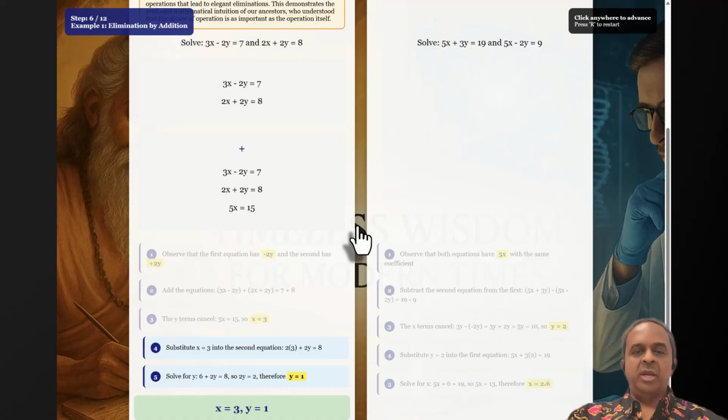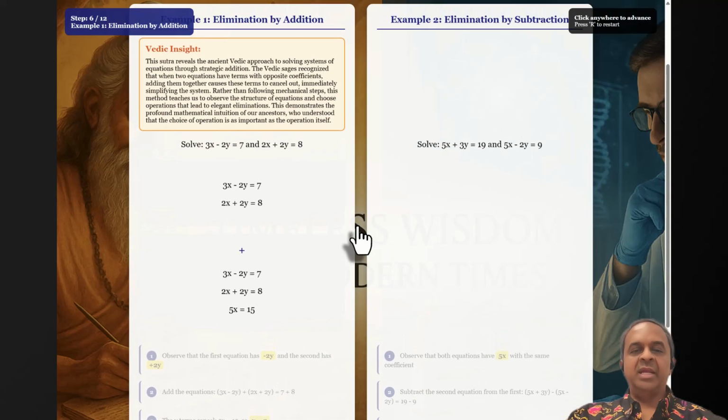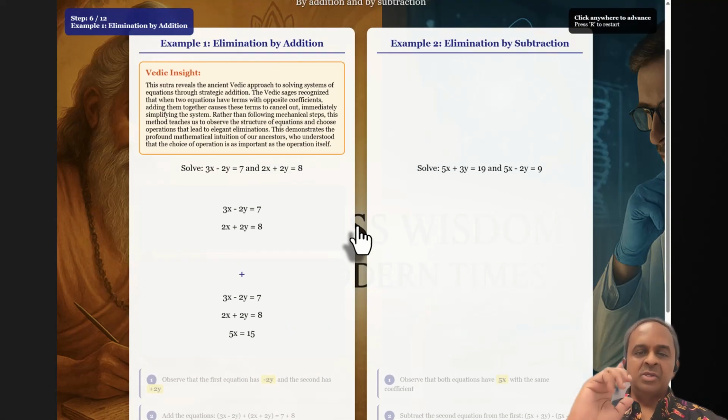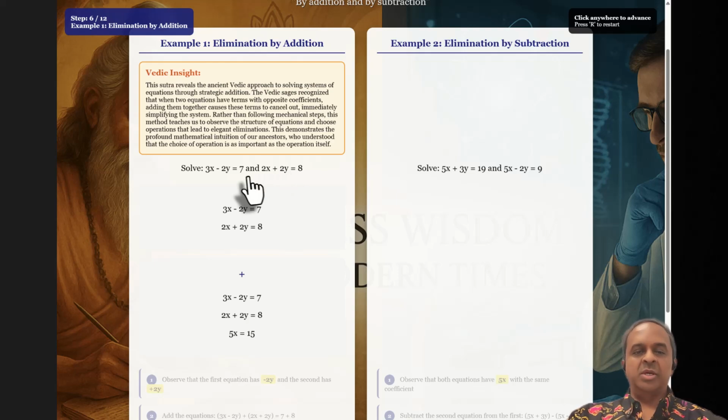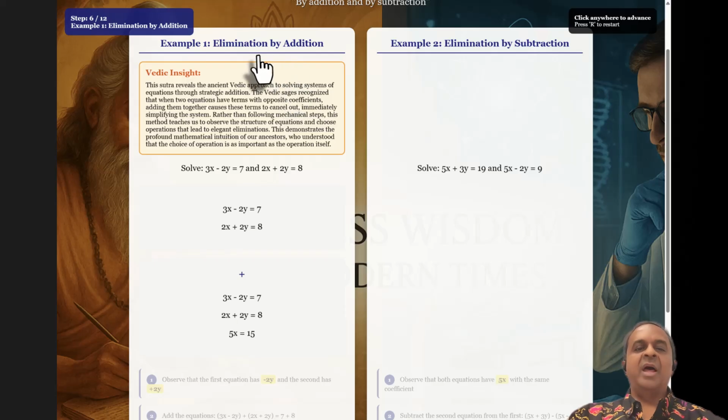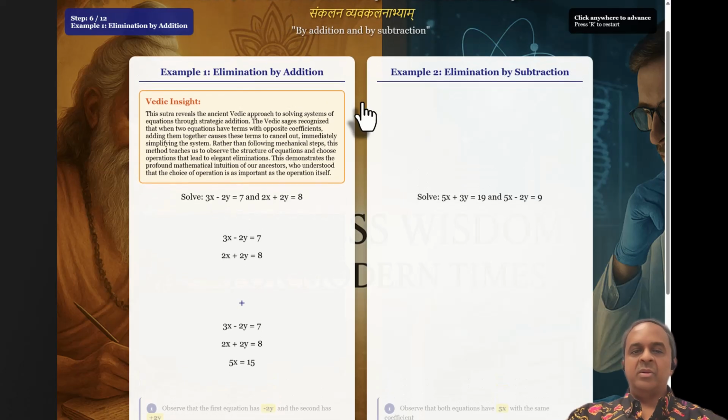So take a few minutes to digest and you see how easy it is. As soon as you observe, recognize the patterns, and then apply. In this case, as soon as you look at these two equations, you can immediately see what's happening, the 2y, 2y, and you say, oh okay, I'm going to apply elimination by addition, right? Now let's look at another example where you'll use elimination by subtraction.